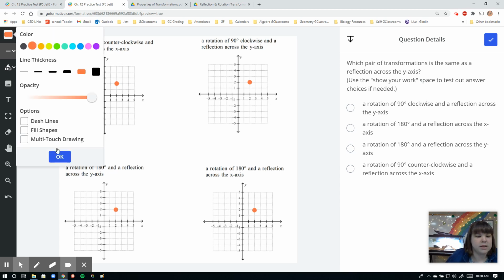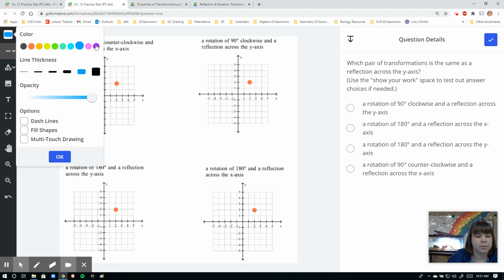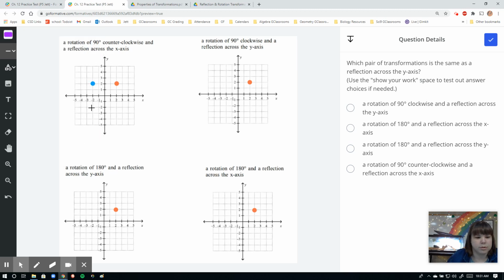Okay, so if we did a rotation of 90 degrees, our new point would be here. And then we need to reflect it across the x-axis. So again, the x-axis is right here. If we're going to reflect, our new point would be -2, -2. So our final point would be here.